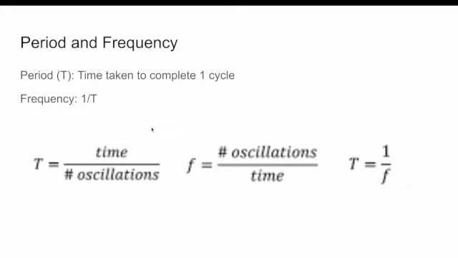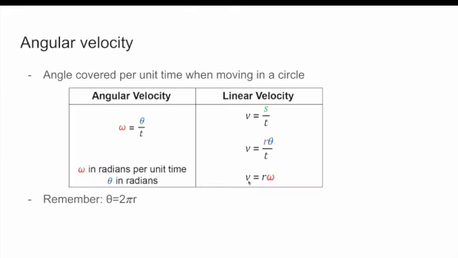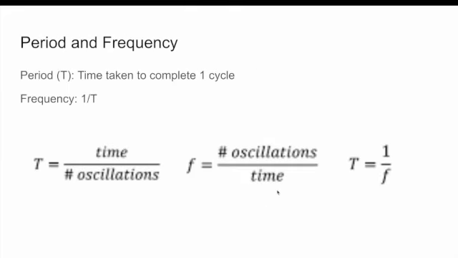So let's look at period and frequency, because this is something that's really important when we go back to understanding the other definitions of linear velocity. So period is the time taken to complete one cycle. As you can see here, it's just time divided by number of oscillations. Frequency is 1 over the period. This just means it's how many oscillations we can complete in a certain period of time, so it's number of oscillations by time. And they have an inverse relationship. That means that frequency is equal to 1 over the period, and the period is equal to 1 over frequency.